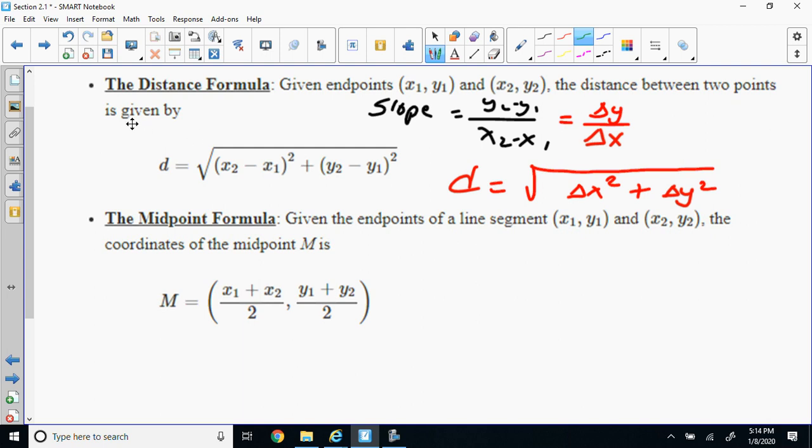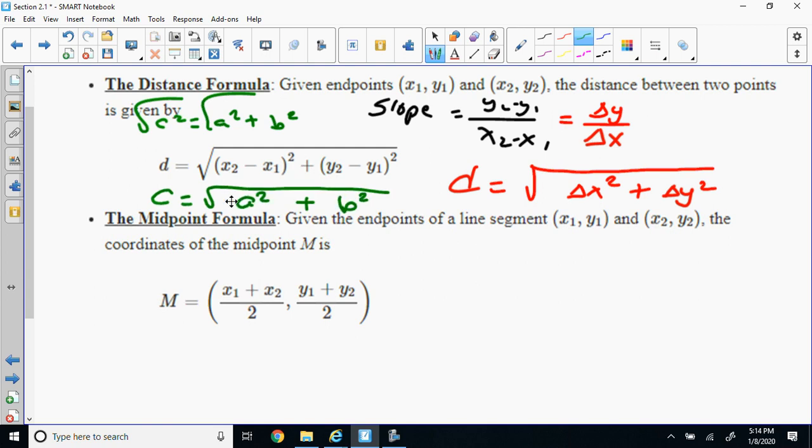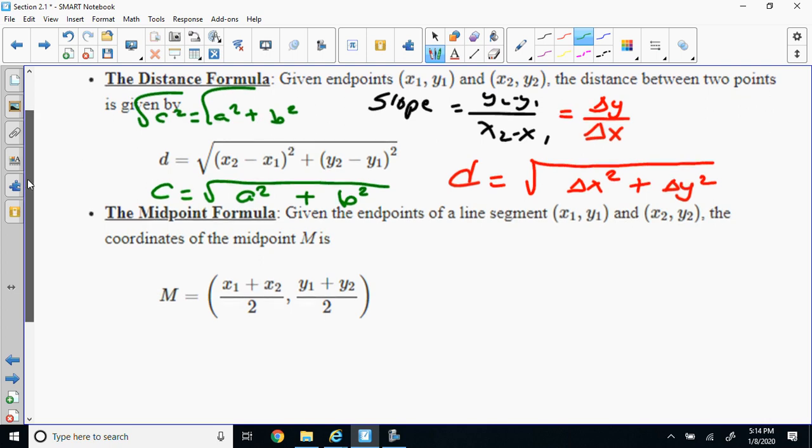It comes from Pythagoras, right? So if I went c squared equals a squared plus b squared, and I'm going to take the square root of this, so c would equal what? There you go. See how these coincide there? So that's how it is, right? You're basically finding the length of the hypotenuse, right? Okay. Any questions on that?